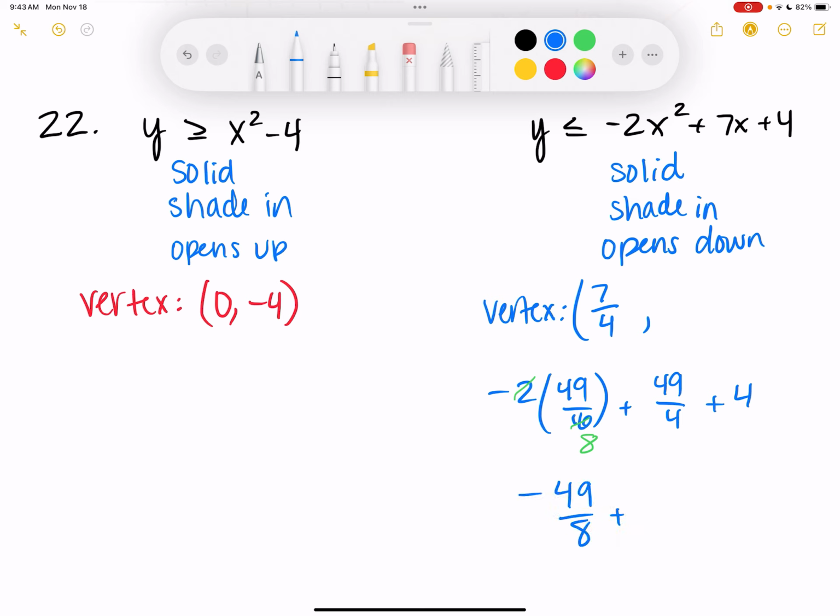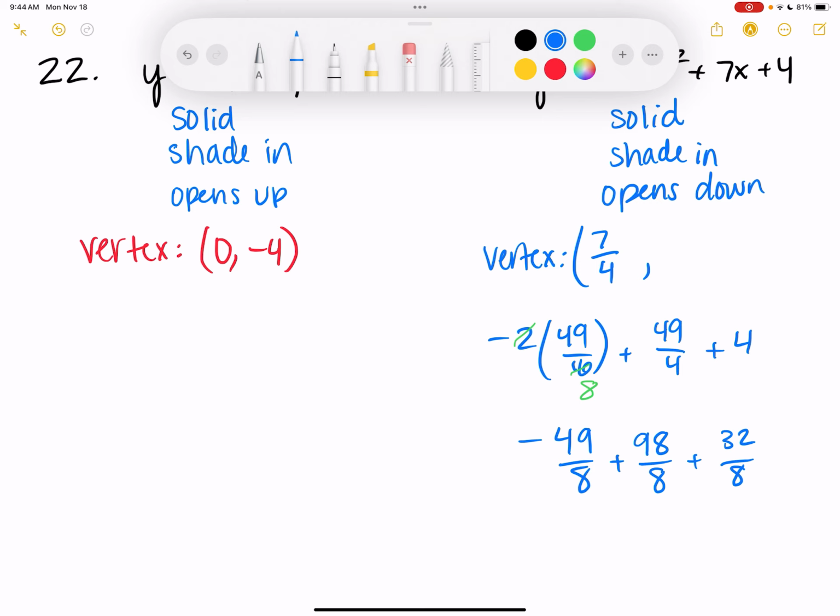What did you just do? I reduced, so I didn't have to get fractions over 16. 2 and 16 reduced to 8. So I got negative 49 over 8. I made this one over 8, multiplying everything by 2, so 98 over 8. I had to multiply this one by 8, so 32 over 8.